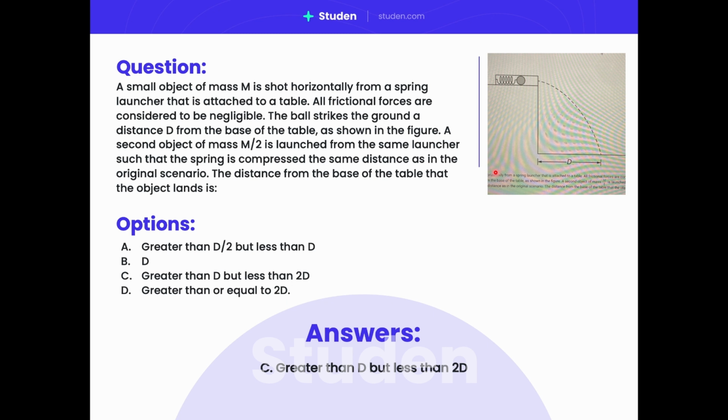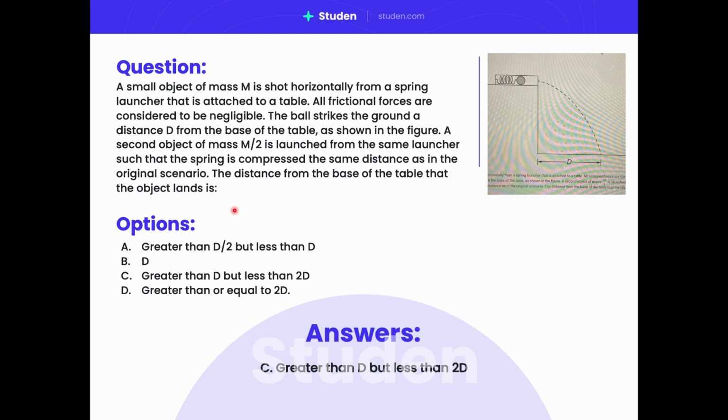A second object of mass m divided by 2, or a half of m, is launched from the same launcher, such that the spring is compressed the same distance as in the original scenario. So the distance from the base of the table that the object lands is, and there we have four options.